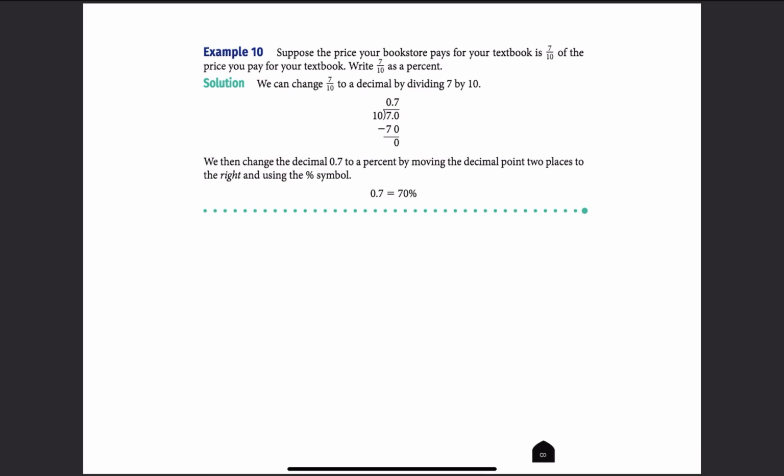All right, here's a problem. Suppose the price your bookstore pays for your textbook is 7/10 of the price you pay for your textbook. Write 7/10 as a percent. So if we want to write 7/10 as a percent, we have a couple of options. One thing we can do is just multiply by 100, right? We can take 7/10 and we can multiply it by 100, which is, of course, 100 over 1.